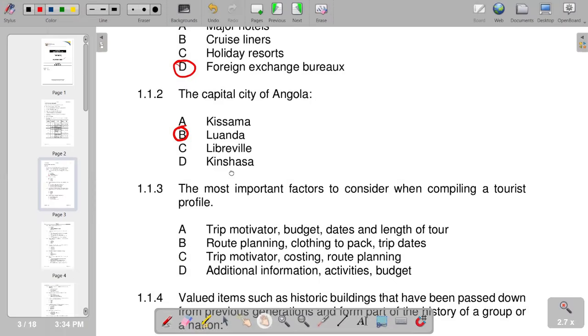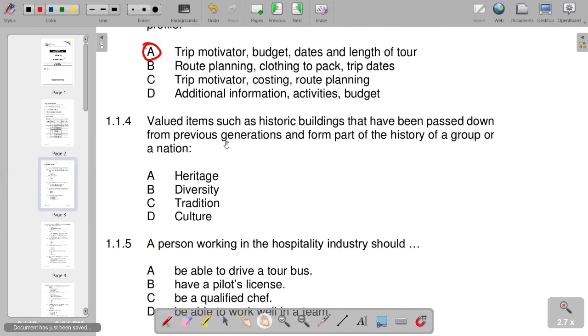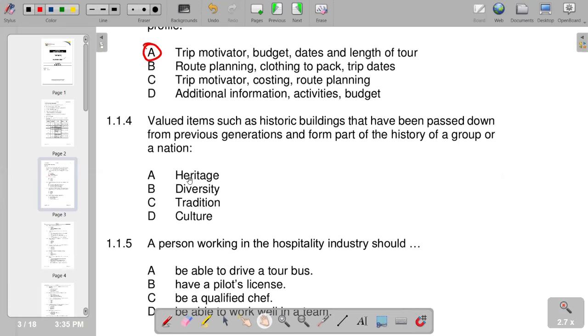Moving on to number three, the most important factors to consider when compiling a tourist profile. According to the responses that we have, we see that the trip motivator, budget, and dates, and length of tour is the correct answer, which we are having on A. And we got number four, valued items such as historic buildings that have been passed down from previous generations and form part of the history of a group or a nation is the heritage, which we have on A.